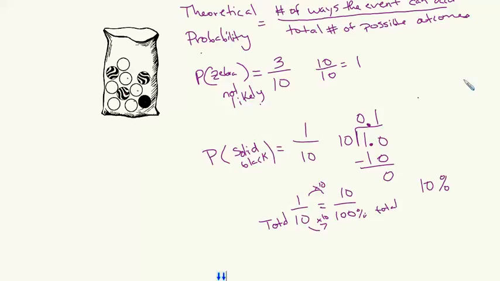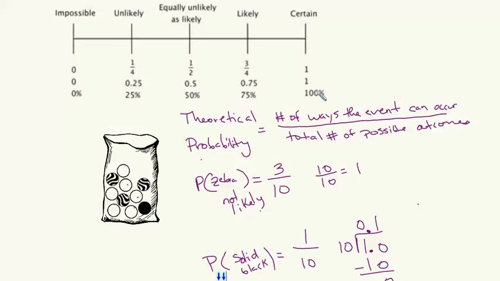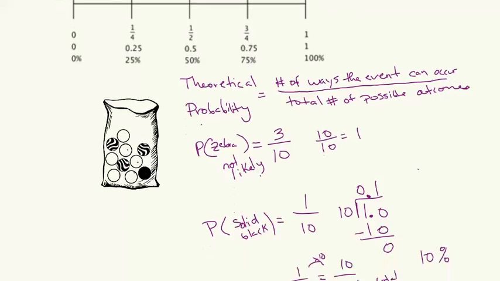And as we can see, 10% is not close to 100%. Okay, so 10% would be down here somewhere. So it's not likely that we're going to choose the only black marble in our bag.